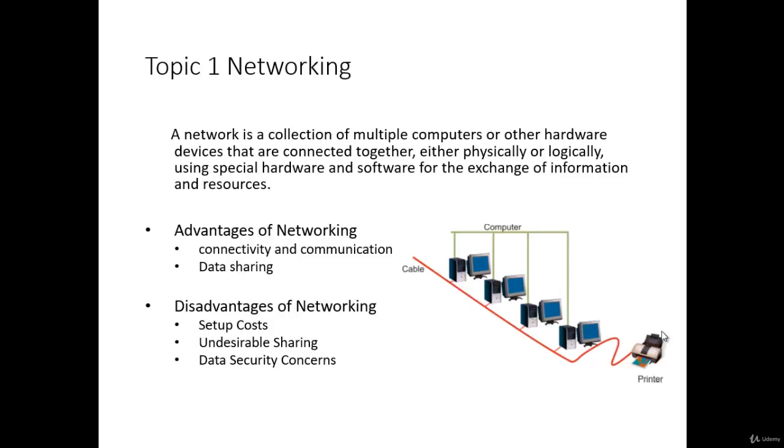Networking. A network is a collection of multiple computers or other hardware devices that are connected together, either physically or logically, using special hardware and software for the exchange of information and resources. Advantages of networking: connectivity and communication, data sharing. Disadvantages of networking: setup cost, undesirable sharing, data security concerns.